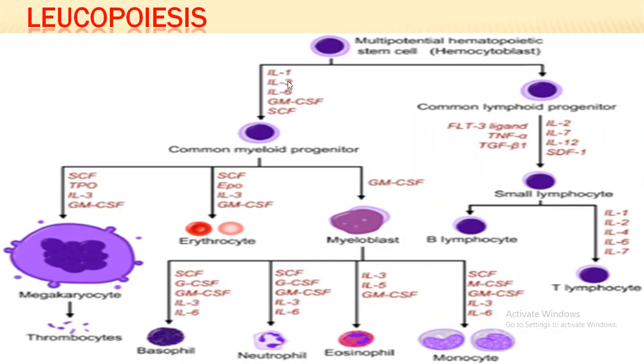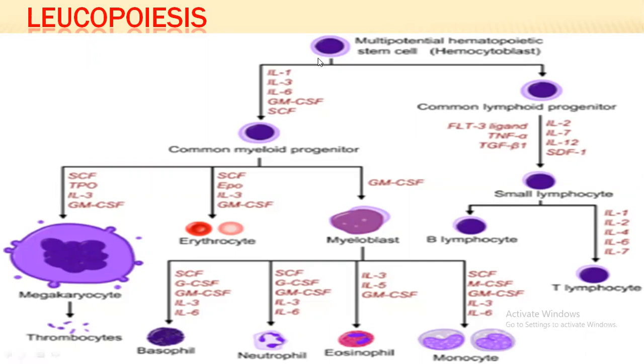So you have the hematopoietic stem cell that can undergo differentiation. It can become the common myeloid progenitor cell or the common lymphoid progenitor cell. But I'm interested in the common myeloid progenitor cell because this is the one that will give rise to granulocytes and one of the agranulocytes. So you have the three granulocytes and one agranulocyte, which is monocytes, still coming from the common myeloid progenitor cell. And the other agranulocytes, which are lymphocytes, are coming from the common lymphoid progenitor cell.